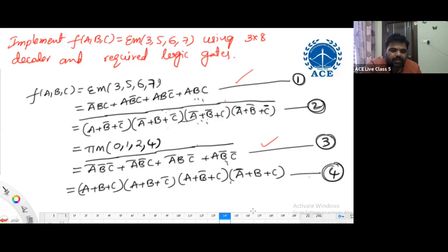Whenever it is 1, it is considered as a min term. When it is a min term, it cannot be a max term. A combination in min term means it cannot be a max term. How can it be both? No. With respect to the function, we decide which are min terms and which are max terms.